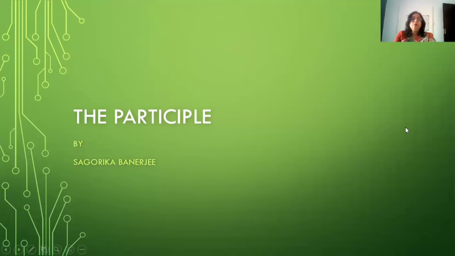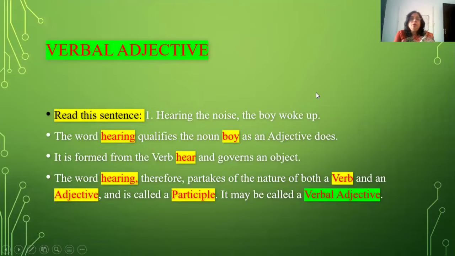Before I begin with today's topic, let me just share the screen with you all. As I said, today I will be teaching you the participle. Let us see what is there in the participle. Verbal and adjective, what are they? So let me just read these sentences.